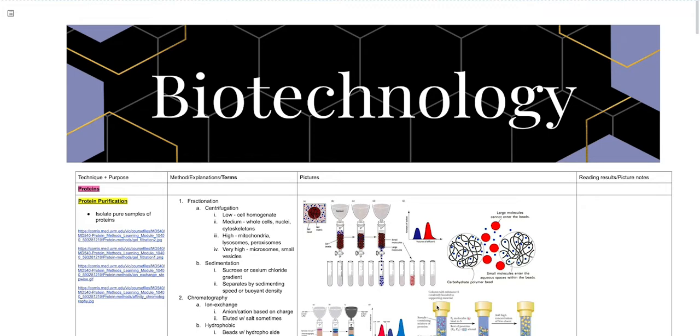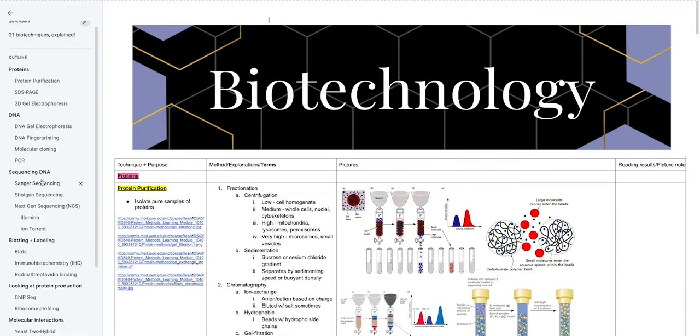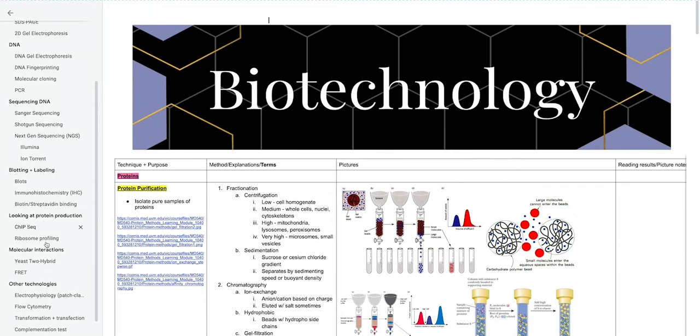So here's how this video is organized. There are 21 techniques in 8 categories. The categories here are proteins, DNA, sequencing DNA, blotting and labeling techniques associated with blotting, and then looking at protein production, which is like ribosomes and transcription factors, and then molecular interactions, so how to measure how close two molecules are, and other technologies that didn't really fit in any one of those.